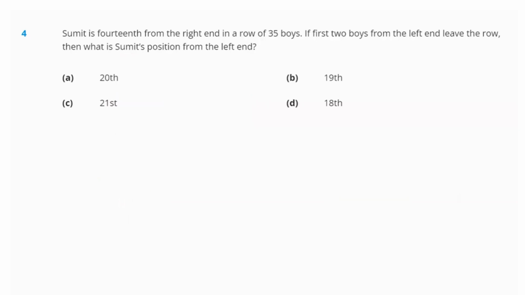Sumit is 14th from the right end of a row of 35 boys. If the first 2 boys from the left end leave the row, then what is Sumit's position from the left end? Let's make a row here and make Sumit sit here. Now, Sumit is 14th from the right end. This is right. He is 14th. So here are 13 boys. And there are a total of 35 boys.